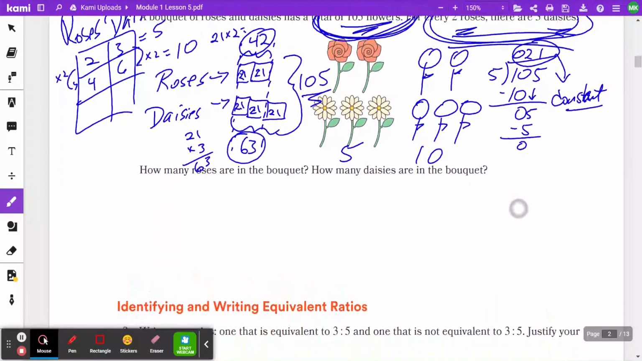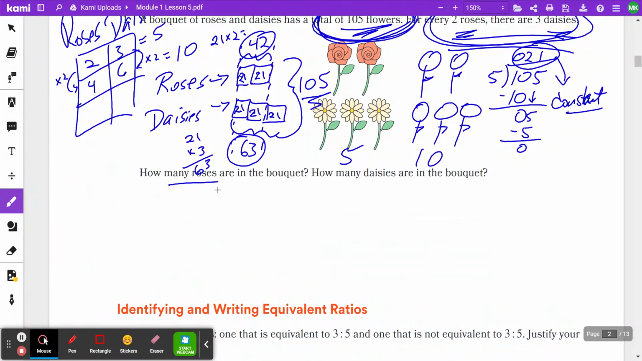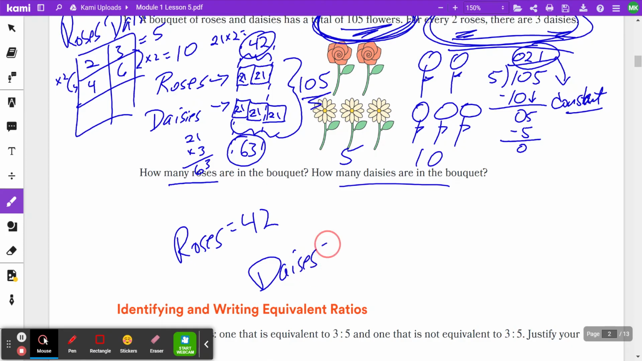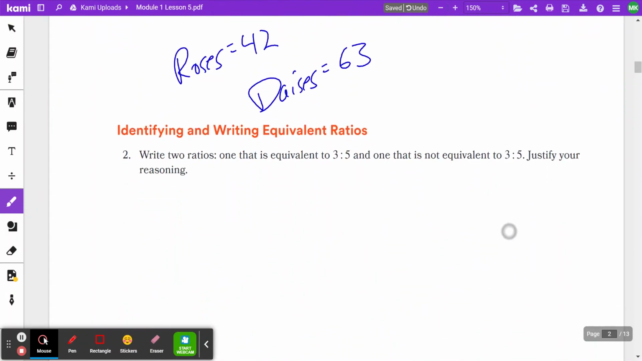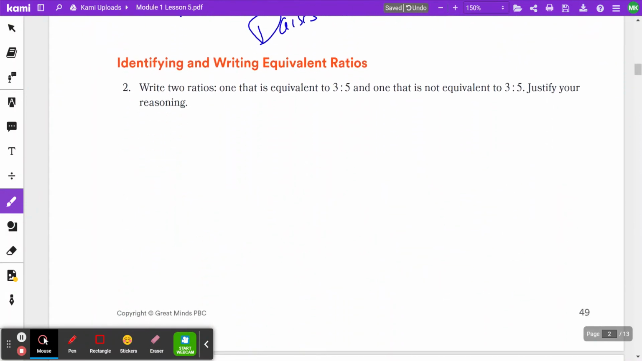Okay, so what else do they want here? How many roses are in the bouquet? How many daisies are in the bouquet? Okay, so there it is. So we had that. So roses equals 42. The daisies equals 63. Cool. All right. That's pretty neat. Let's see what's happening here. This is kind of neat.